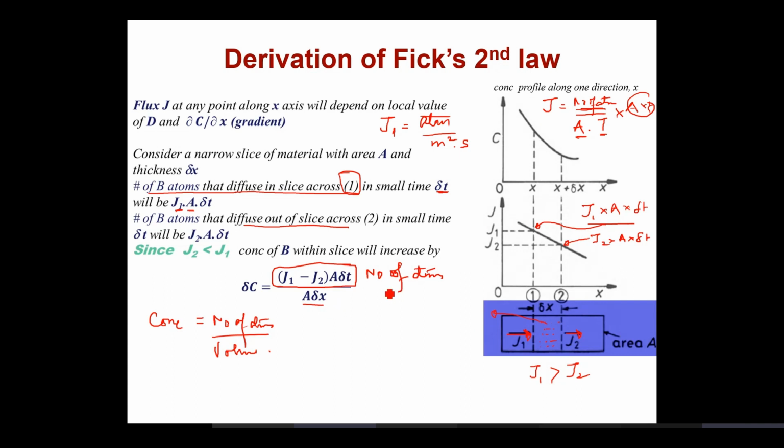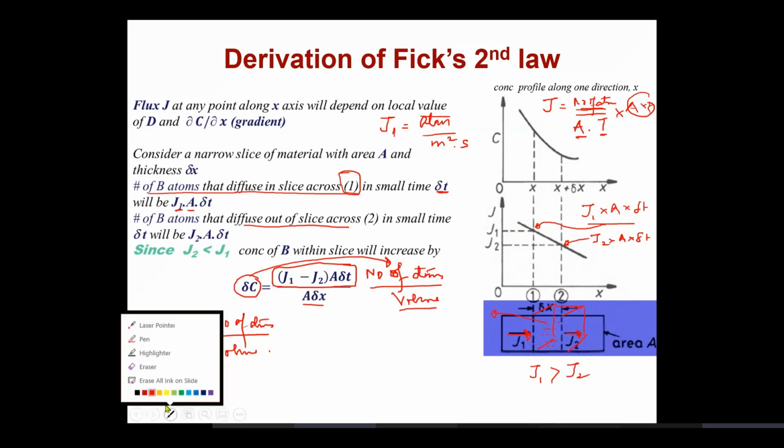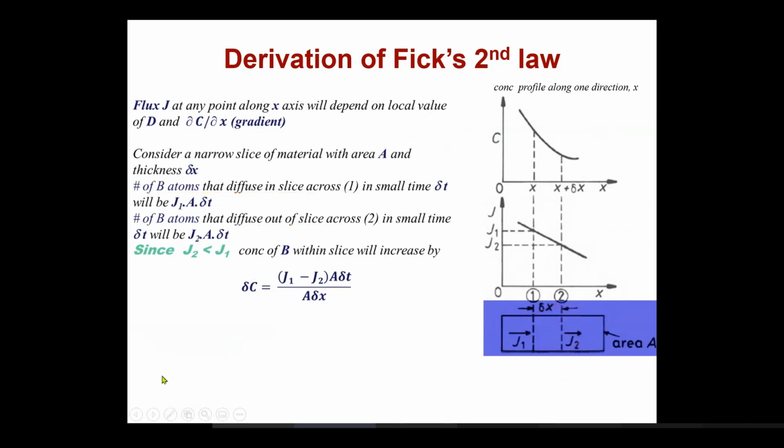A into delta X would be the volume of this region, the volume of the region, and change in concentration of the region is essentially change in number of atoms or number of atoms accumulated divided by the volume of the region. Is this clear? Yes, sir. Concentration will be number of atoms per volume.